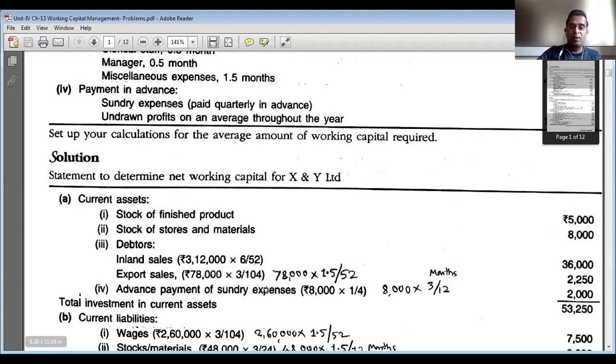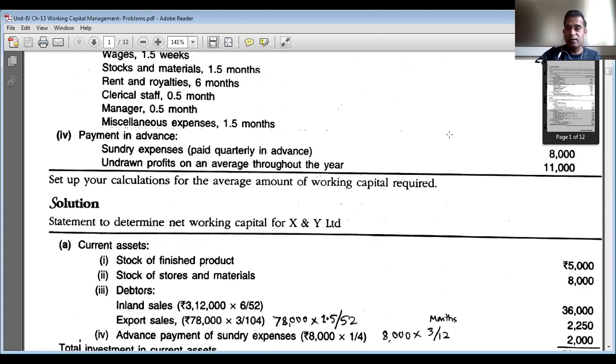And then advance payment of sundry expenses. If you can recall, sundry expenses are paid quarterly in advance. If the expenses are paid in advance by the company, it has to be considered among current assets. Sundry expenses paid quarterly in advance means once in 3 months, so the holding period is 3 months. The amount of advance payment of sundry expenses is 8,000 rupees.